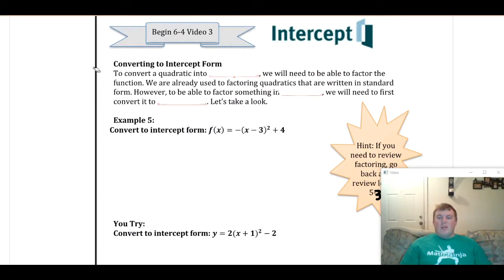Welcome to the third video in our 6-4 video series. In this video we're going to specifically look at how to convert into intercept form. So to convert a quadratic into intercept form, we will first need to be able to factor the function.